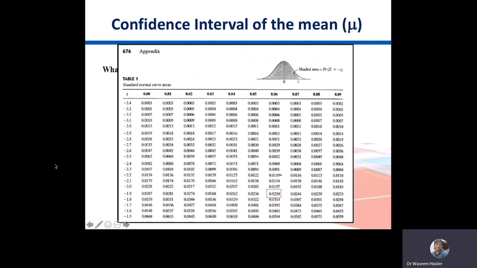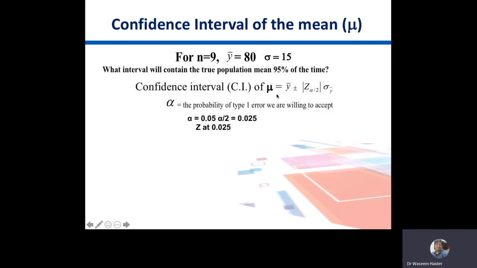Now we look for the corresponding z value. Over there it is minus 1.9 and then we add this 6 here, so it is minus 1.96. Plug in the value. Same way, if you want to calculate the value towards the right, you should look for 0.975. Standard error is given by standard deviation divided by the square root of n, so it is 15 divided by the square root of 9, so we get an answer equal to 5.